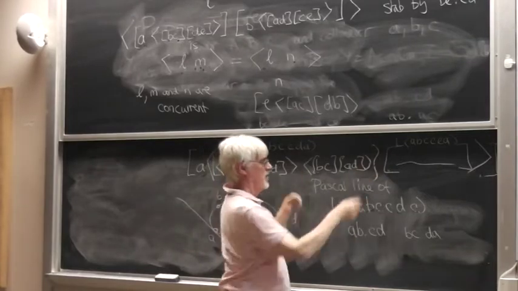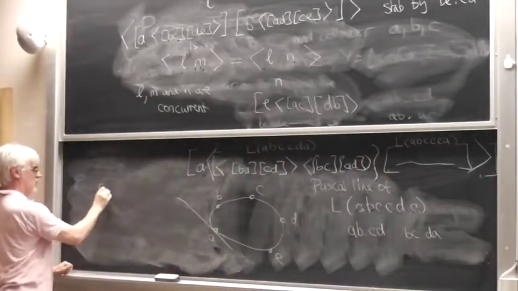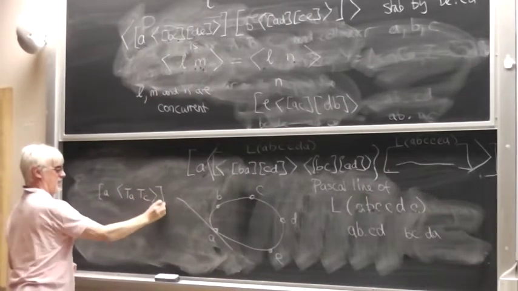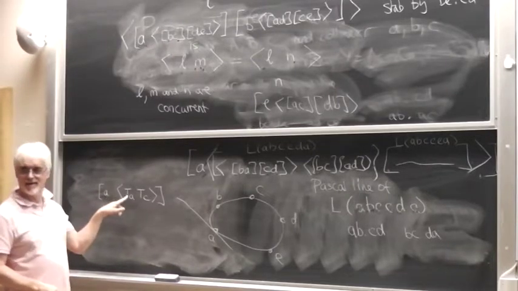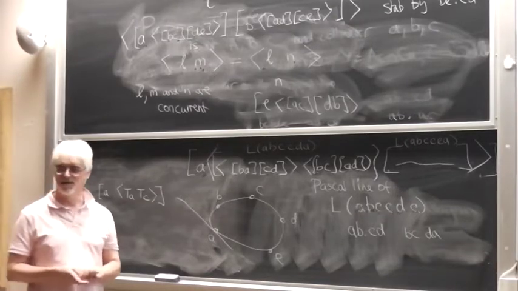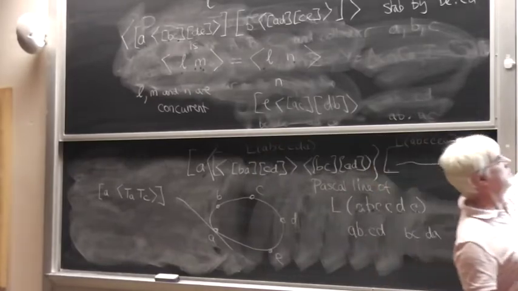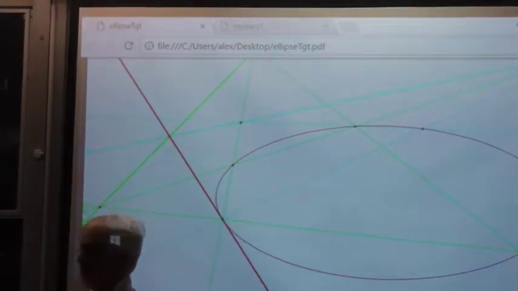And so the point where they intersect, this point, is a recipe for joining A to the intersection point of the tangents at A and C. And the tangent at A passes through here, and there's a proof that it's the tangent at A. And this mysterious point is also on the tangent at C. So if I joined it up to here, I would get another tangent.